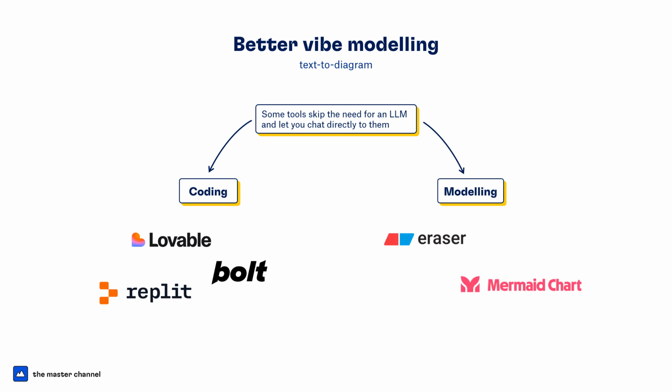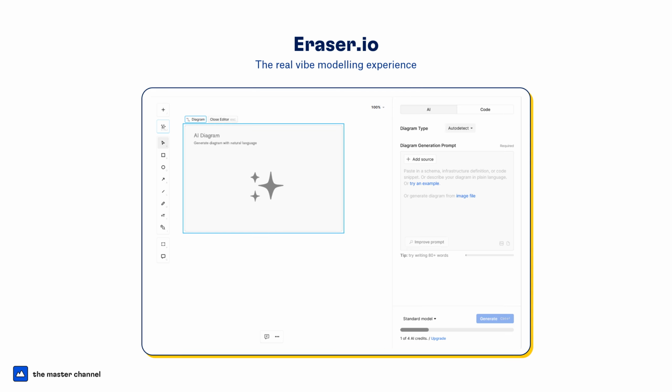Tools like Eraser.io or Mermaid.ai have built-in AI chat that you can use to create visuals. Let's take a closer look at the first one, Eraser.io. This is the Eraser.io interface. Here, you can build diagrams manually, but you can also use the AI diagram option to generate a diagram based on a text prompt. You can start by choosing a diagram type.